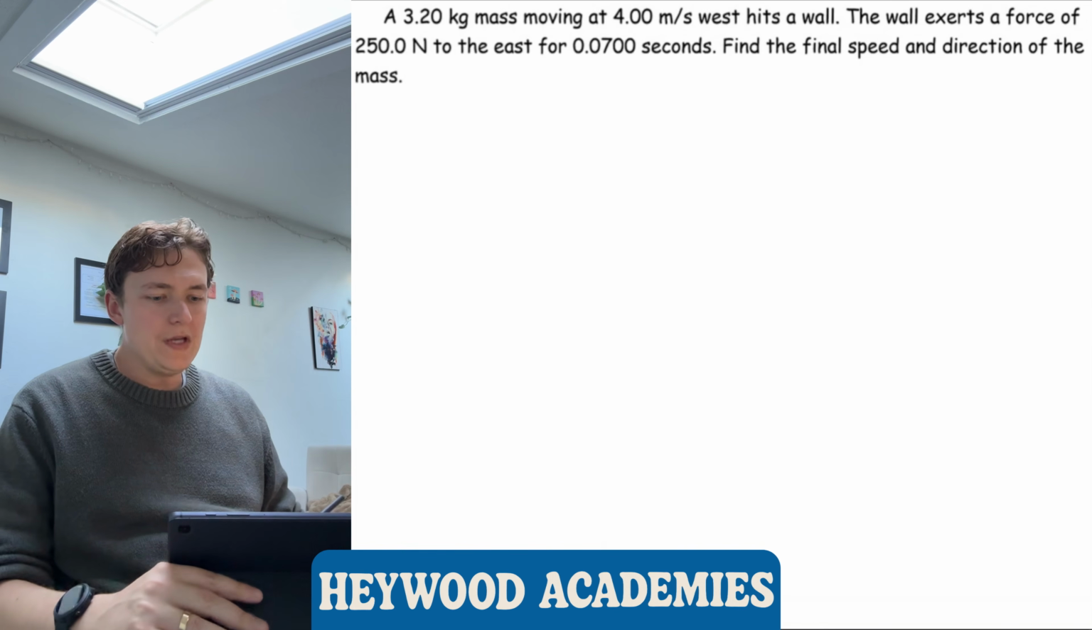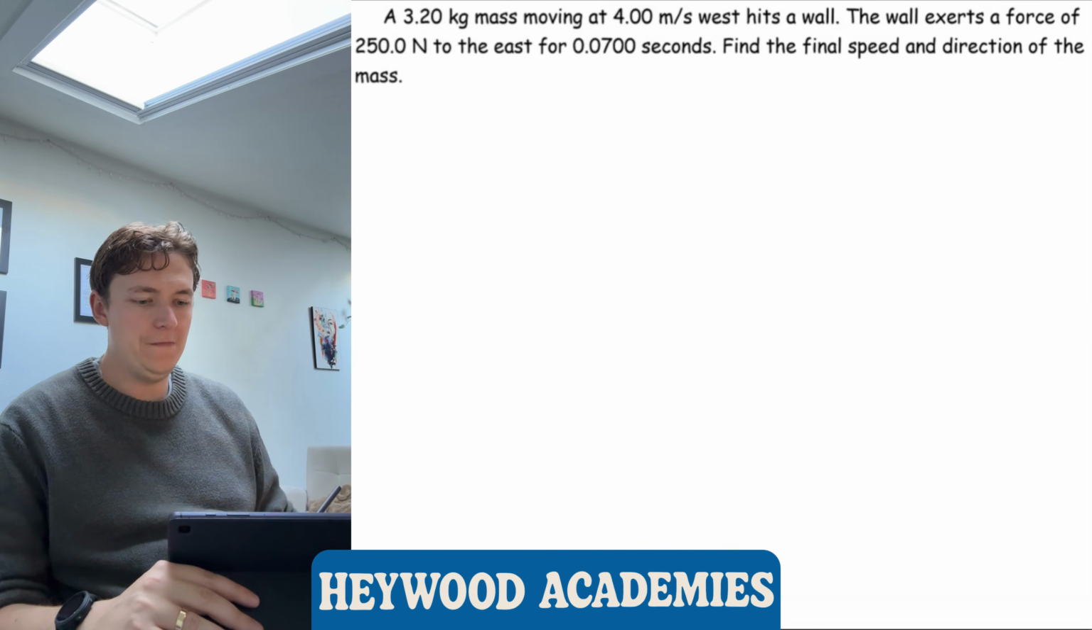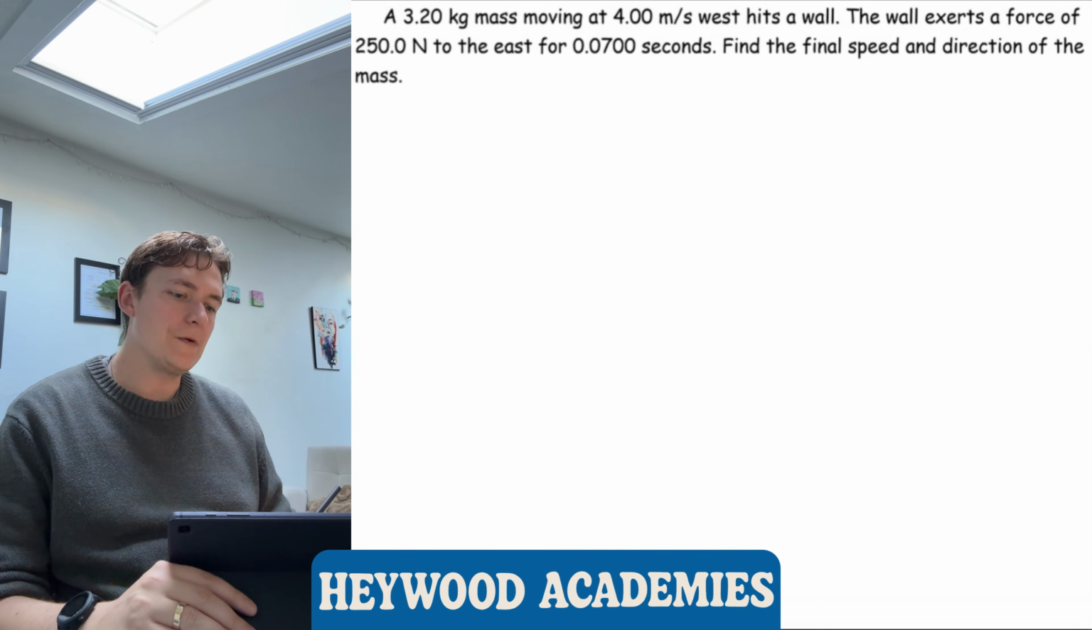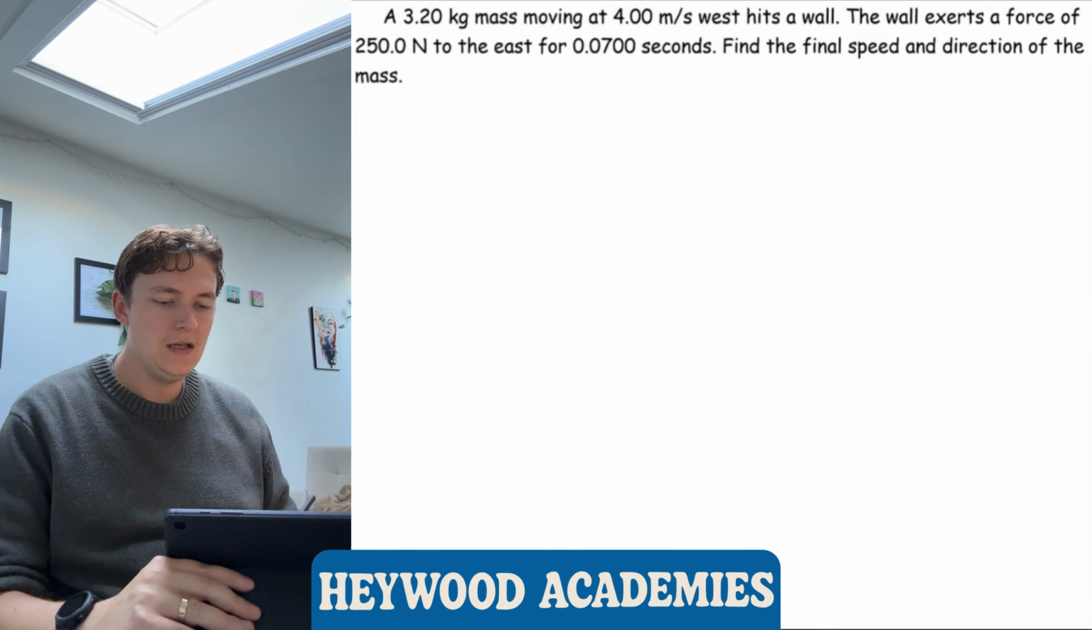We've got a 3.2 kilogram mass moving 4 meters per second west, and then it hits a wall. The wall exerts a force of 250 newtons to the east for 0.07 seconds. Find the final speed and direction of the mass.